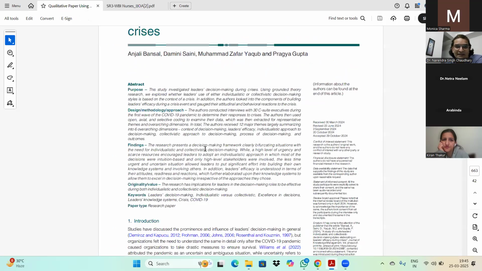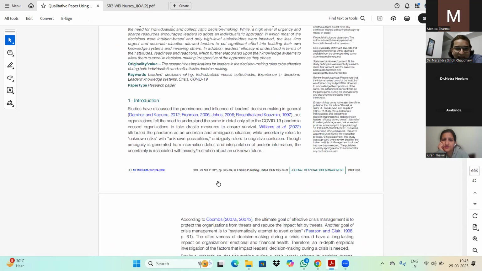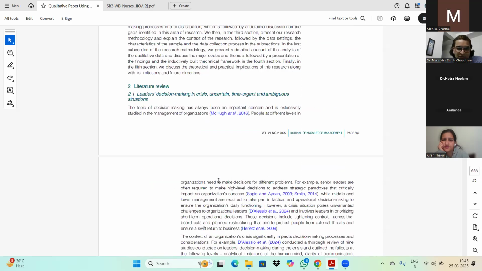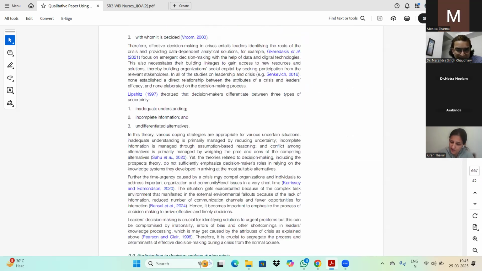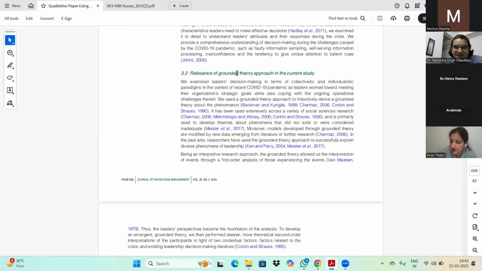I'm talking about this very recent paper, the study of C-suite leaders' individualistic and collective decision-making style, elaborating leaders' efficacy during crisis, that is, how people behave. Now see, I'll show you that this paper is based on grounded theory. I'll quickly go to the themes that they have identified. Now, relevance of the grounded theory approach in the current study. I'll request everyone to kindly read this paper. Then I will come and take grounded theory in one particular session.